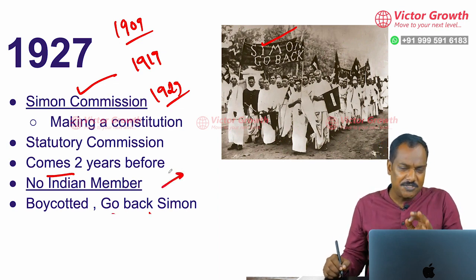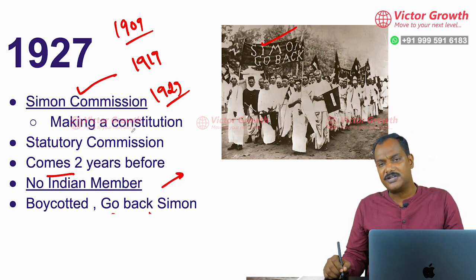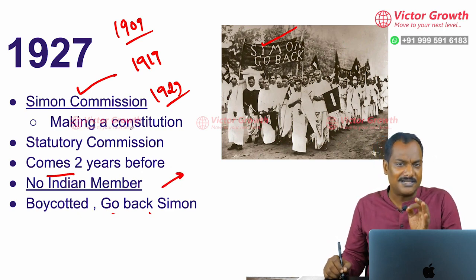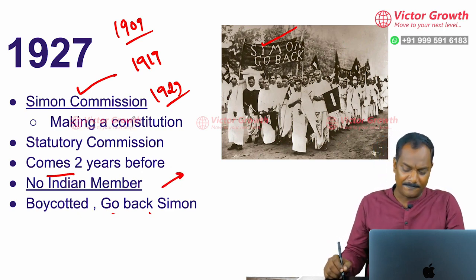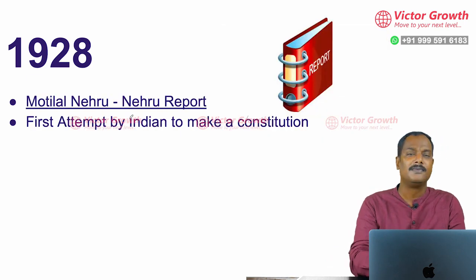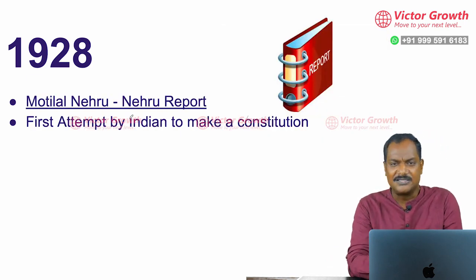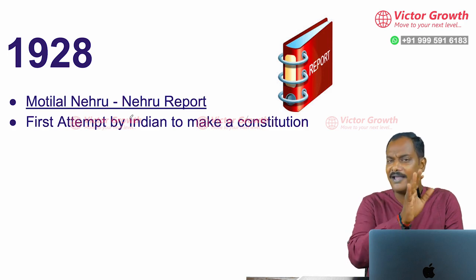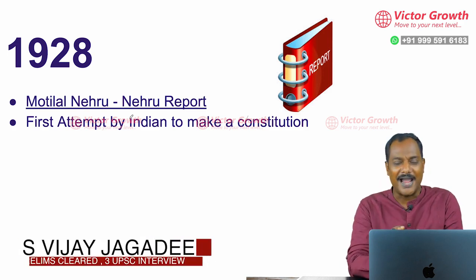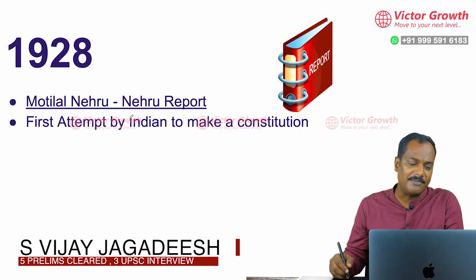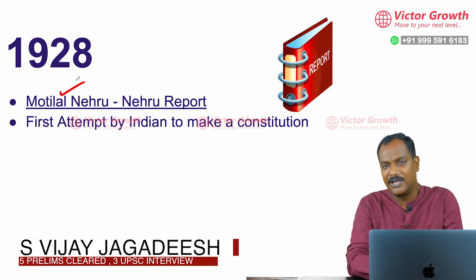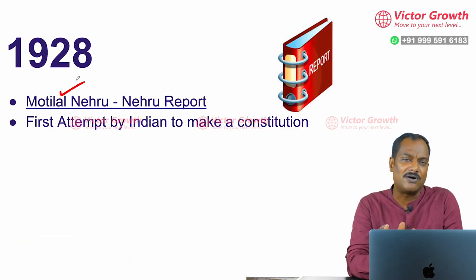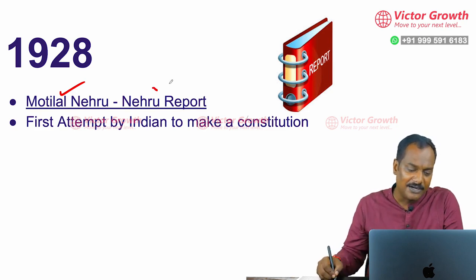In one such protest against the Simon Commission, Lala Lajpat Rai was lathi-charged and he died because of that. So 1927 is over. In 1928, as a response to the Simon Commission, which is here to make a constitution but has no Indian members, Motilal Nehru was given the job of creating a constitution for India, and he came up with the Nehru Report.